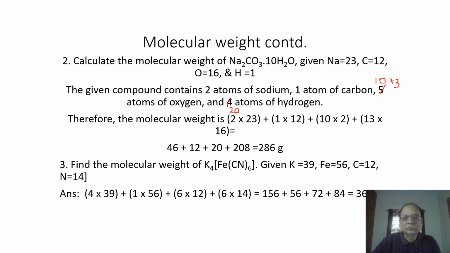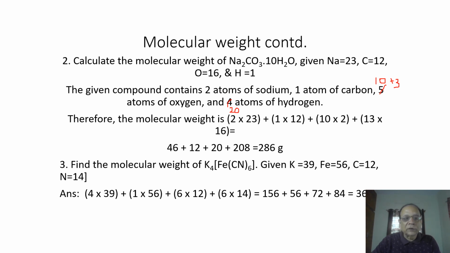And we have 20 atoms of hydrogen. So it is 10 into 2, 20. And 10 plus 3, 13. 3 oxygens here and 10 oxygens here. So 13 into 16. 10 plus 3 is 13 into 16.